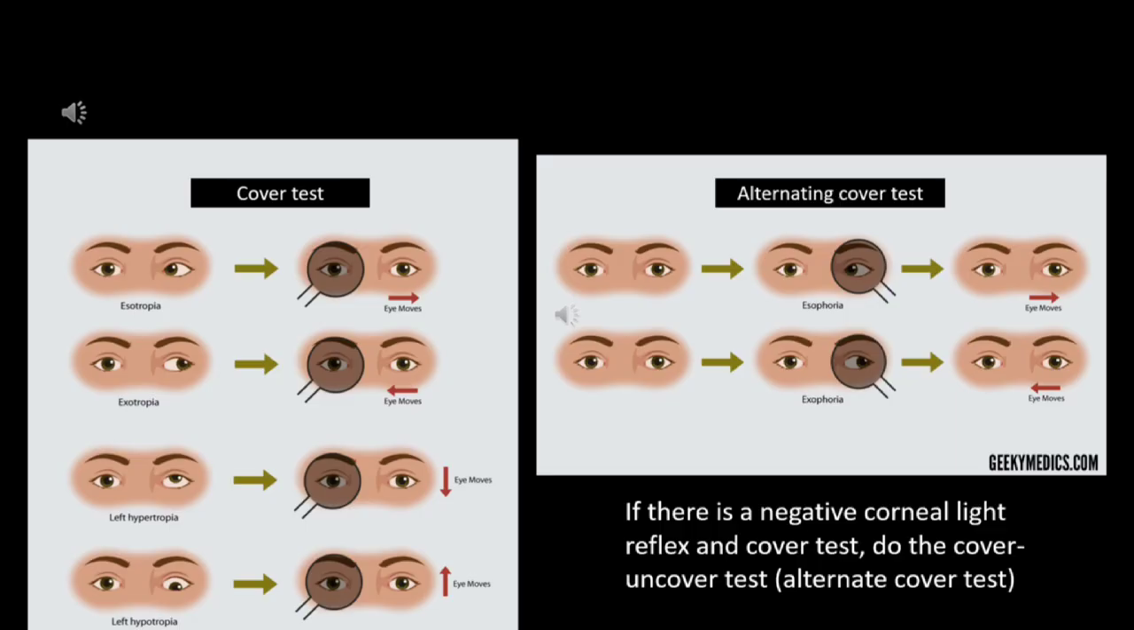Then, if both previous tests were negative, we go for the alternating cover test to check for any phorias that are masked strabismus. So we cover the eye, then uncover it. If the eye itself moved outwards, that means that we have esophoria. Oppositely, if it moves inward, that means that we have exophoria.